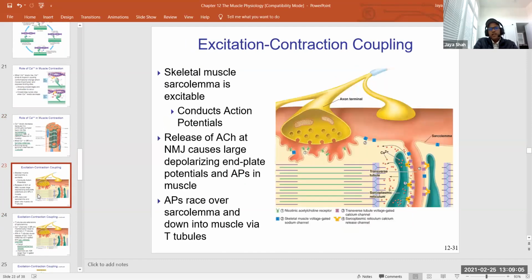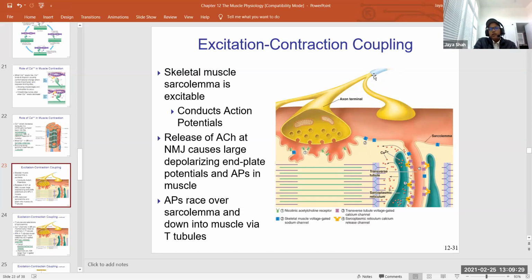So let's see here in detail the same thing. Excitation contraction coupling. So excitation is electrical activity and contraction is physical activity in the muscle. Excitation you don't see, it is an impulse. Contraction you see, when the muscle contracts, you see the physical movement.